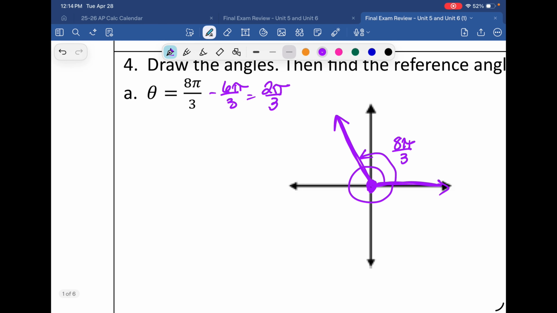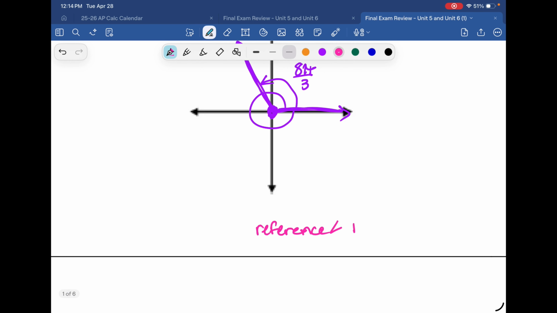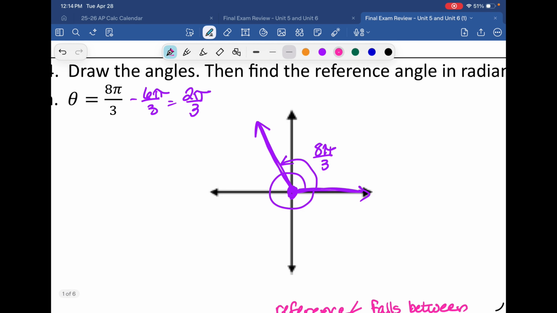Now, as far as its reference angle goes, remember that a reference angle falls between the terminal side and the x-axis. So for this angle, our reference angle falls here. That is our reference angle.